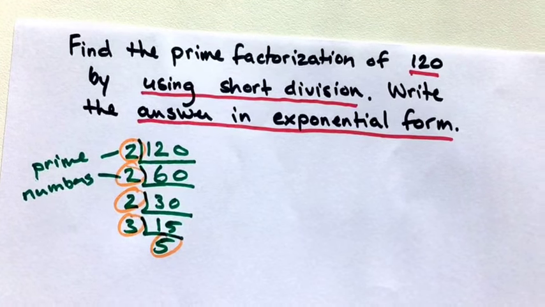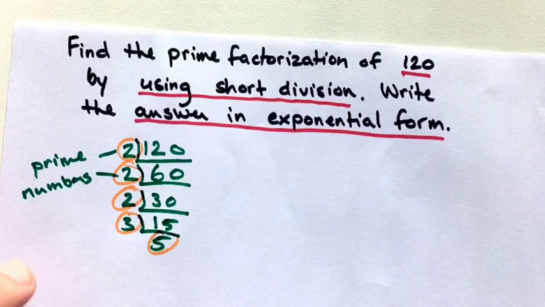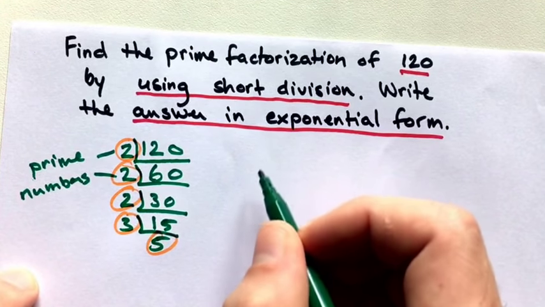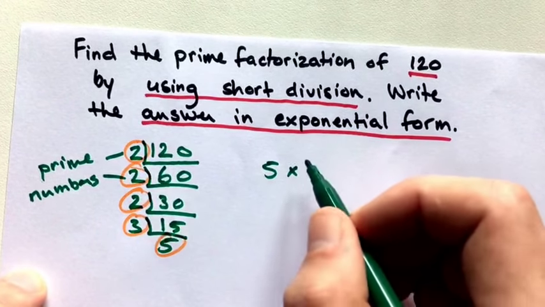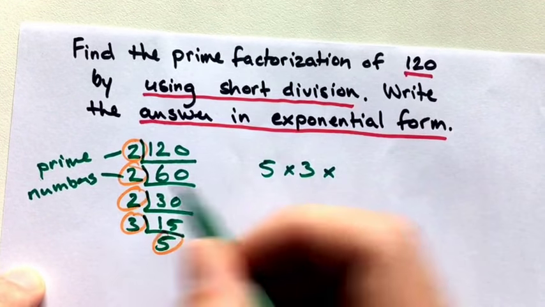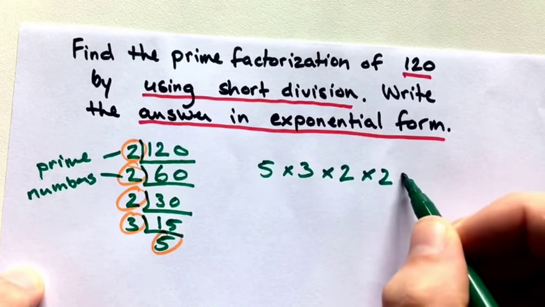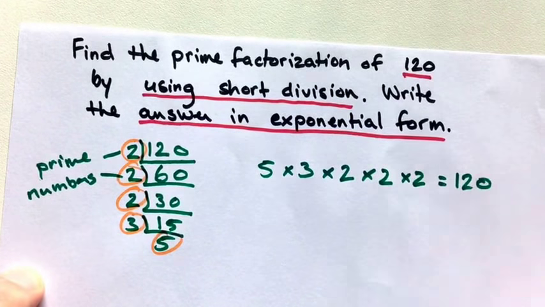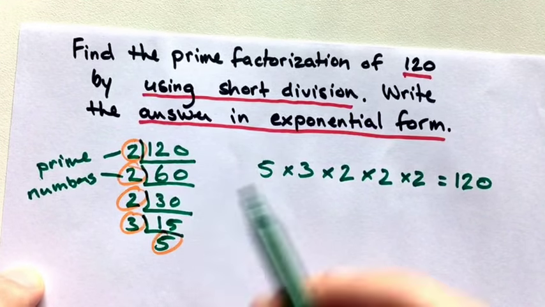Now if we're just going to write this in normal prime factorization, we could just write it out, taking my biggest first. We're going to write in descending order: 5 times 3 times 2 times 2 times 2. And that equals 120. Now our question wants the answer in exponential form.